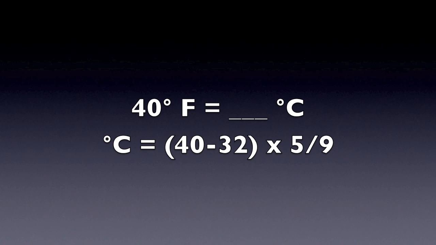In North Dakota, the temperature is 40 degrees Fahrenheit. To convert that to Celsius, subtract 32 from 40. 32 subtracted from 40 gives you the difference of 8. You then multiply 8 by 5/9 to complete the conversion.